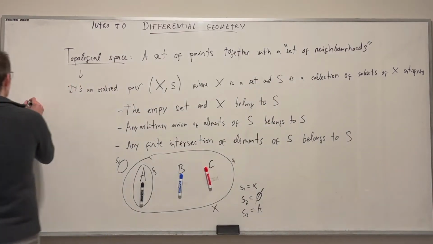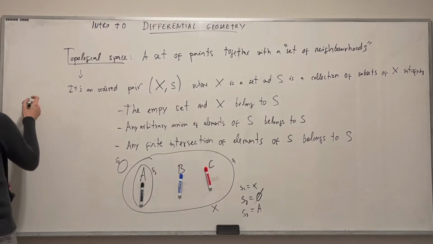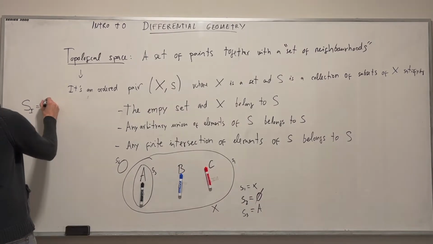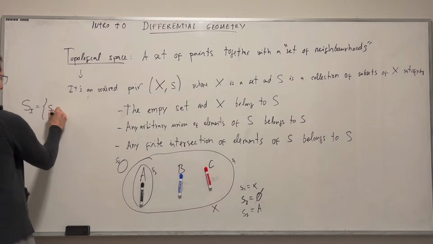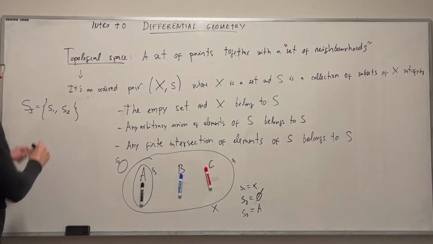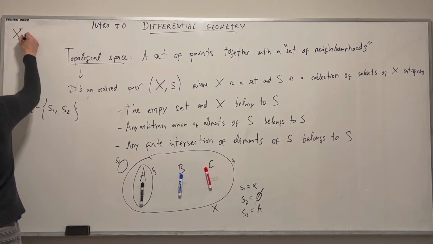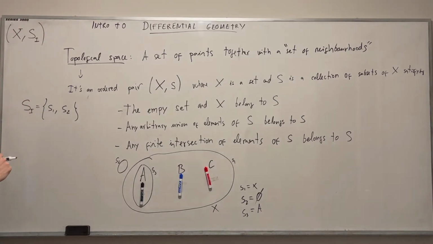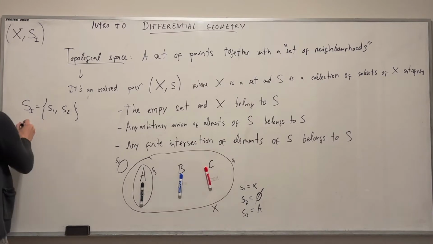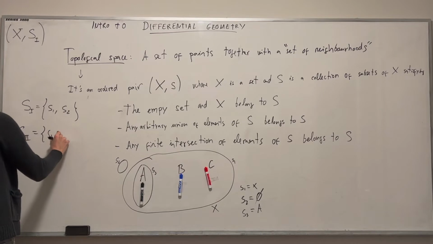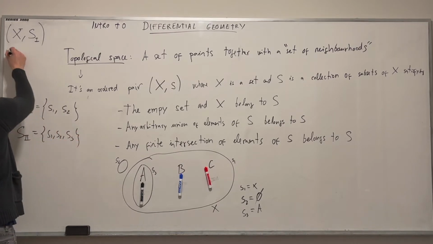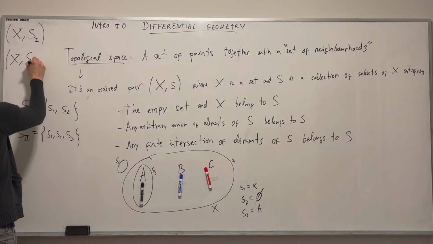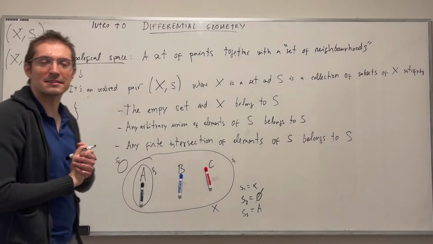So for now, let's just write S Roman 1, just to do something. Right, so this thing is just S1 and S2, right? So the set X with the topology S Roman 1 forms a topological space. Wonderful. Same happens with S Roman 2, which is S1, S2, S3, right? Well, certainly X with S Roman 2 is also a topological space.